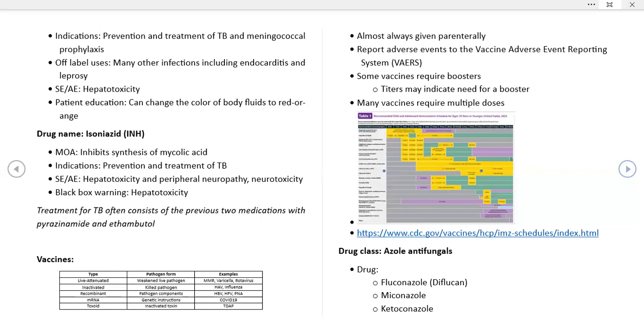Some vaccines require a booster. So what's the purpose of a vaccine? I guess I should back up and go into that. You probably learned this already, but I'll just give you the 2-second version. The purpose of a vaccine is to introduce your body to a pathogen without it making you sick.